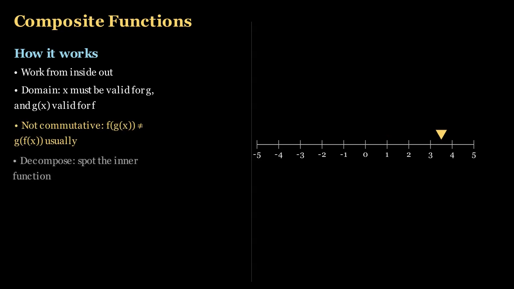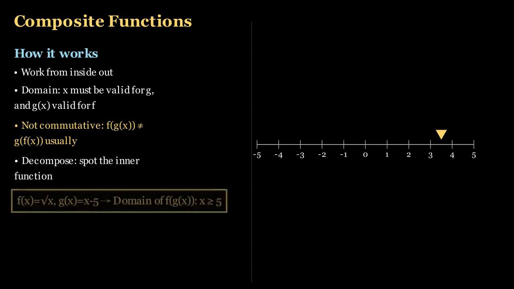A common mistake is to think f of g of x is the same as g of f of x. They are usually completely different. For example, if f squares and g adds 3, f of g of 2 is 25, but g of f of 2 is 7. Order matters.